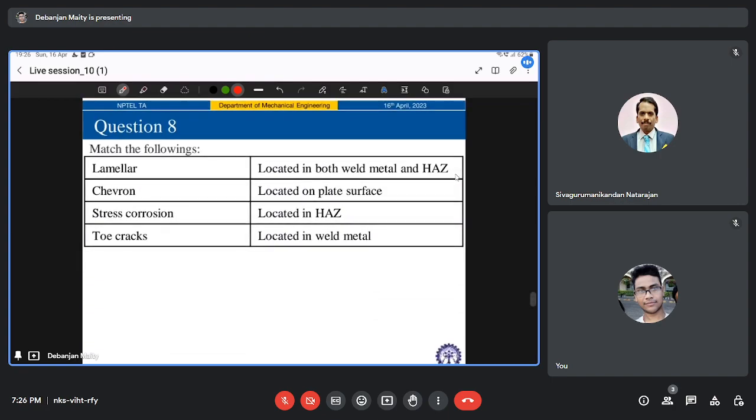So here, if you see, lamellar cracks are mainly located in the heat affected zone. Chevron cracks are mainly located in weld metal. Then you have stress corrosion cracks, which are located both in weld metal and heat affected zone. And then you have toe cracks, which are located on the plate surface. There is nothing more to discuss as such for this question specifically.